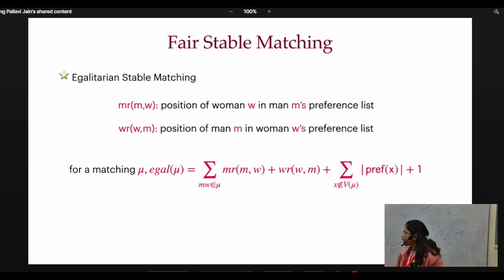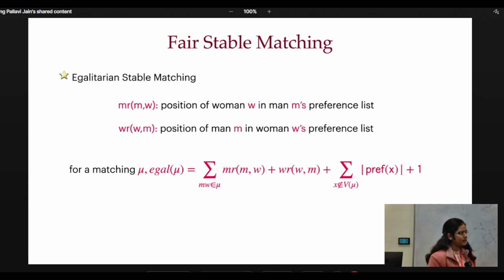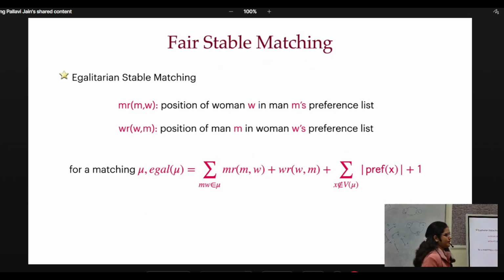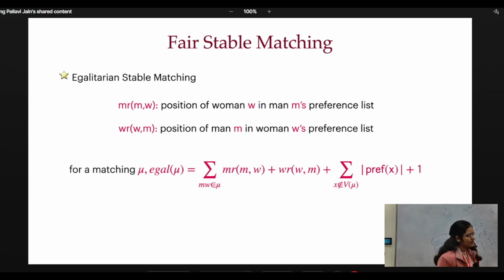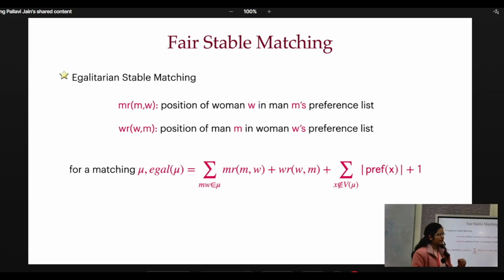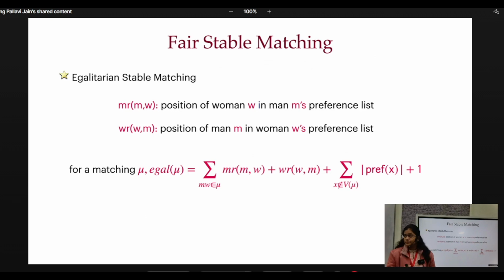Now this is the notion of egalitarian matching. What are we trying to do? Look at the matching, and for each pair, look at their rank. Let mu be a matching. By the way, this definition has nothing to do with stability. Given a matching, I can find the egalitarian cost. So if a matching edge is MW, we see where W is in M's preference list and add it, then where M is in W's preference list and add it.